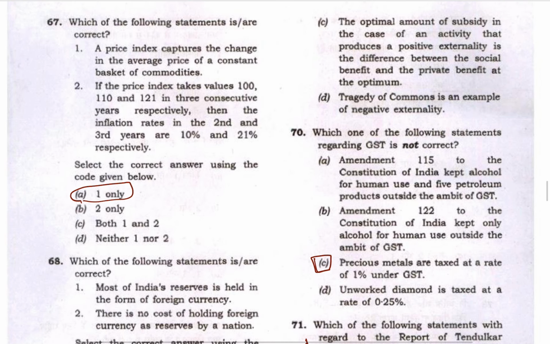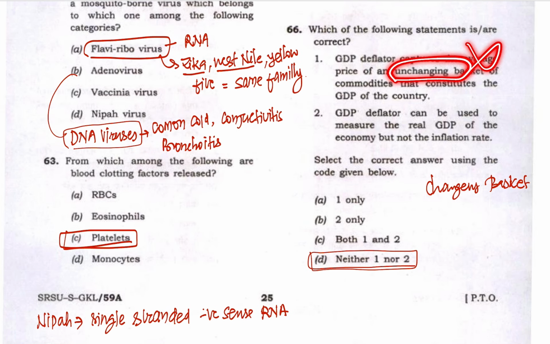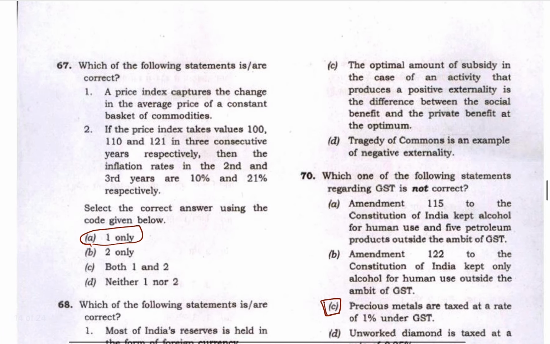Now which of the following statements are correct? Price index captures the changes in the average price of the constant basket. In this statement, because of the unchanging basket, this statement becomes incorrect. But in the CPI we have a basket of fixed commodities, so this statement is correct. If the price index takes values of 100, 110, 121 in 3 consecutive years, then the inflation rates in the second and third year are 10% and 21%. So this is not correct.